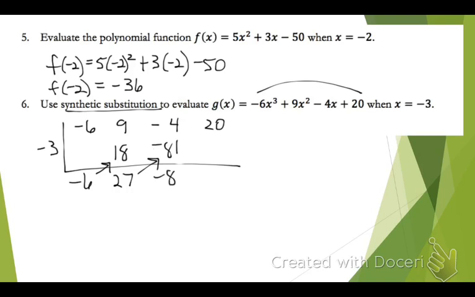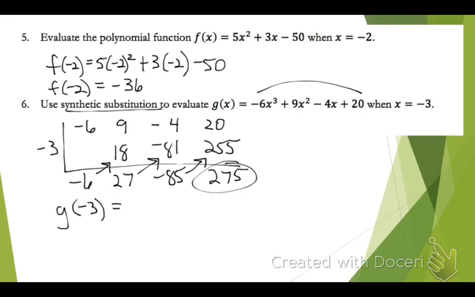and add on the vertical, and then multiply on the diagonal and add on the vertical. And when we're evaluating, we're interested in the last number, that is the remainder. So we can write this as g of negative 3 equals 275. This concludes the problems for Concept 13.